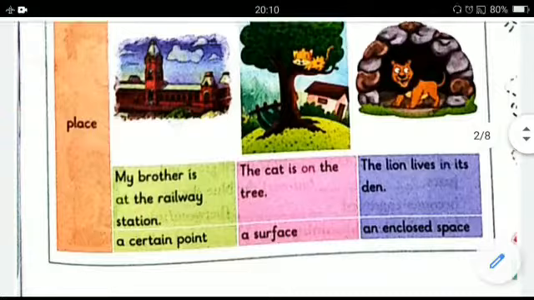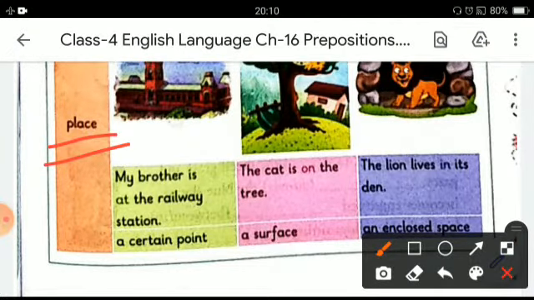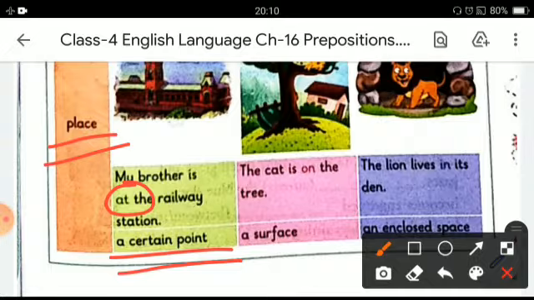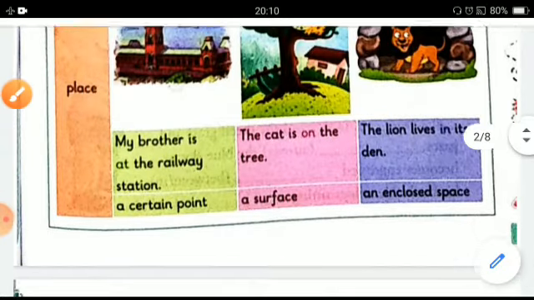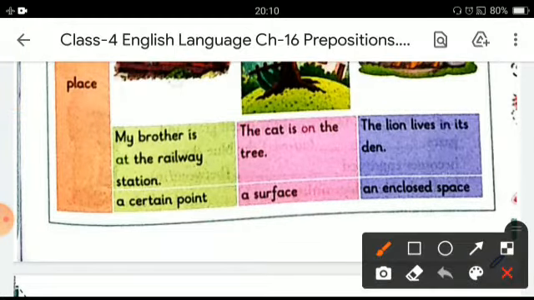Now let's see the preposition of place. My brother is at the railway station. Here the preposition at is telling us about a certain point or a certain place. In example number 2, the cat is on the tree. Here the preposition on is telling the location, the position of the cat, that is telling us about the surface. In sentence three, the lion lives in its den. So in this, the preposition in is telling us about a place, that is an enclosed space.